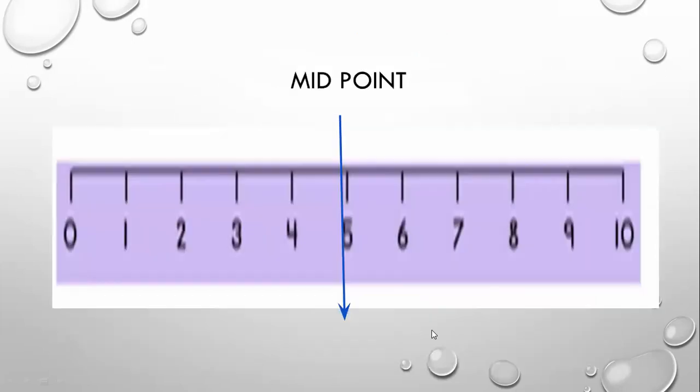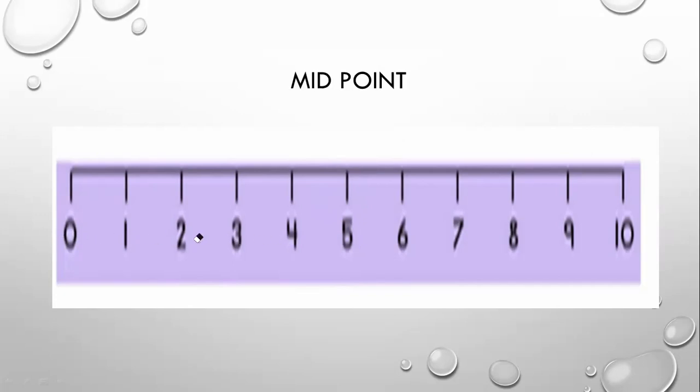So here is a number line from 0 to 10. So what is the decade number and what is the midpoint? So Hamza, listen carefully. What is a midpoint? We have to count. So these are the numbers from 0 to 10. When we start counting 0, 1, 2, 3, 4.